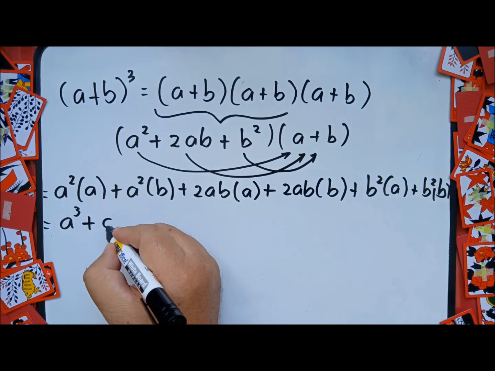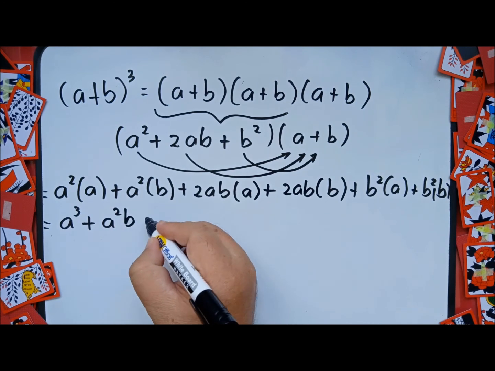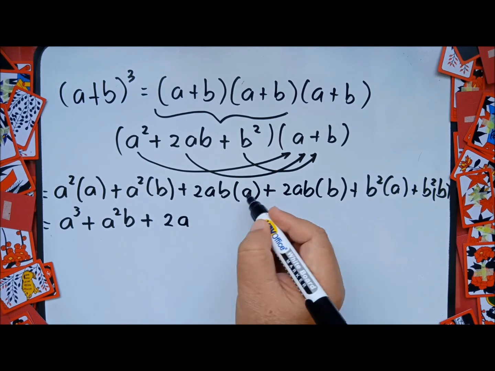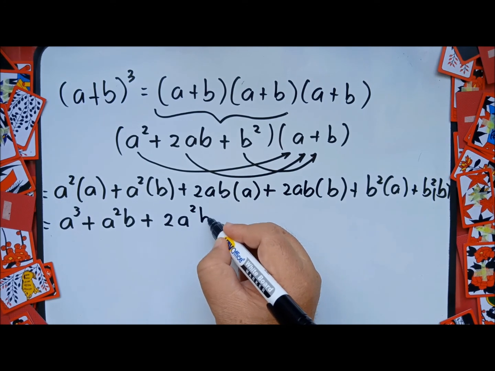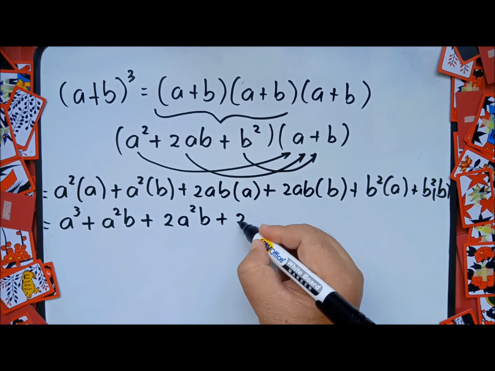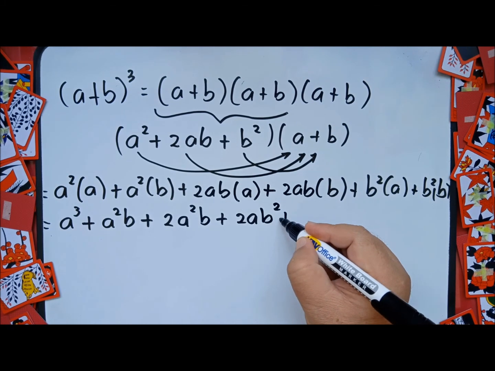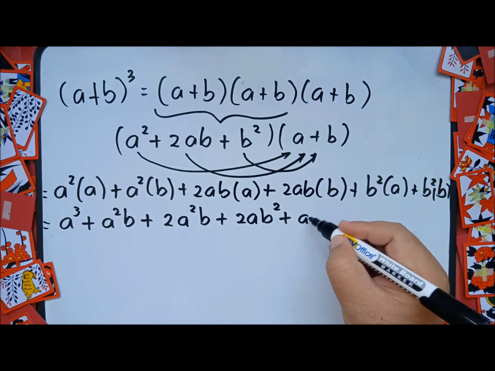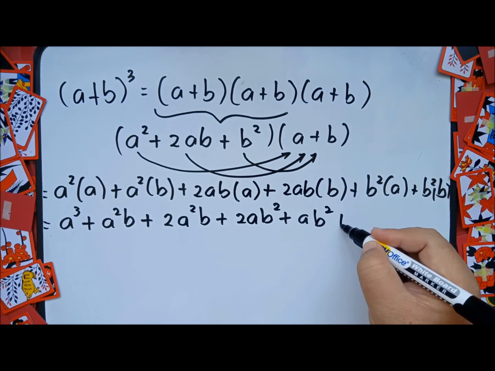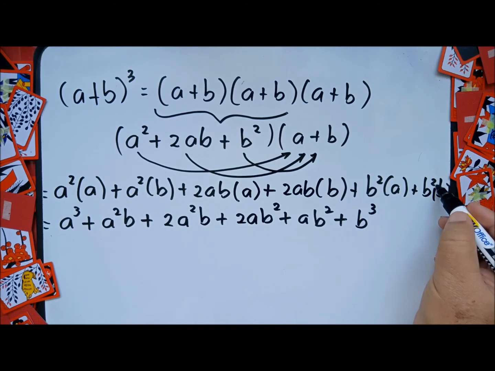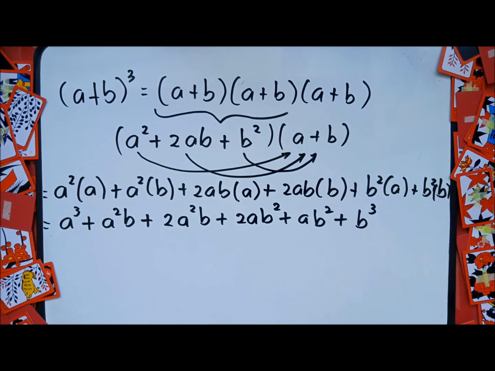Next, A squared B plus 2. A times A is A squared, plus 2A, B times B is B squared, plus, okay, A comes first, A B squared plus B cubed. B squared times B.